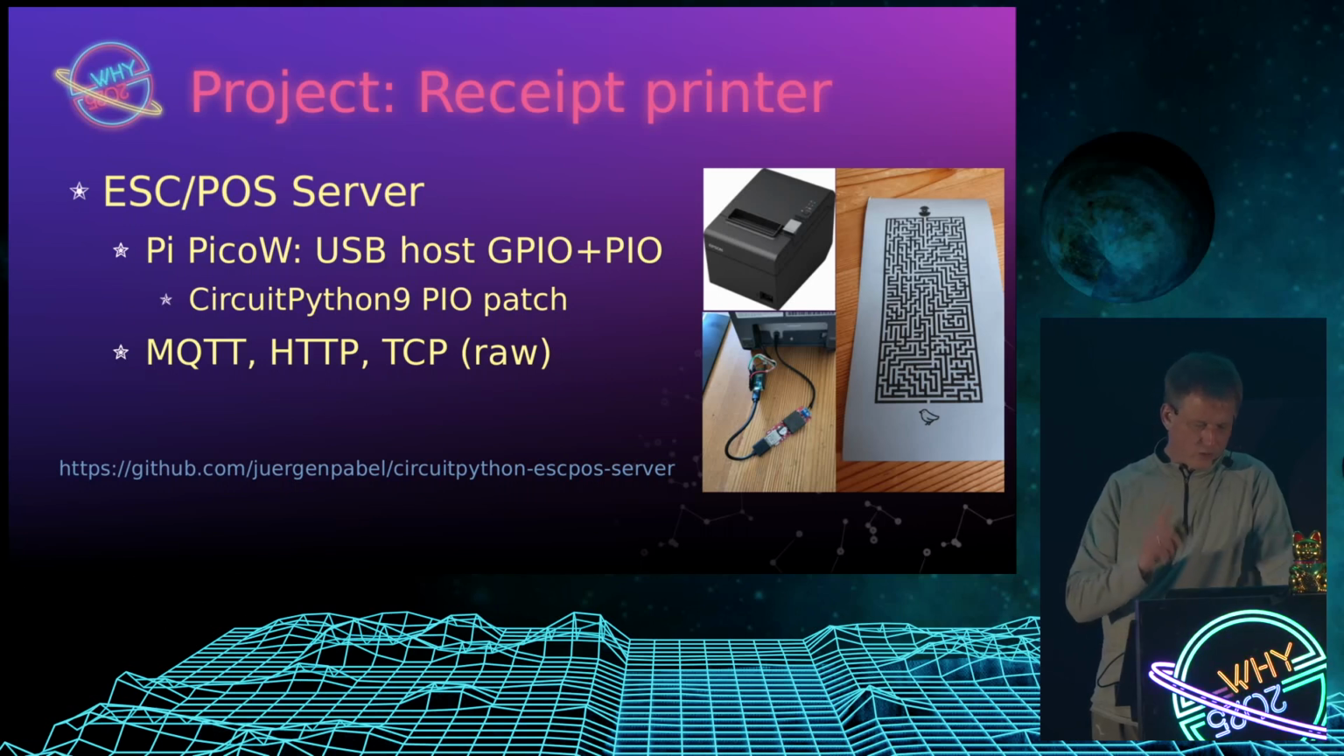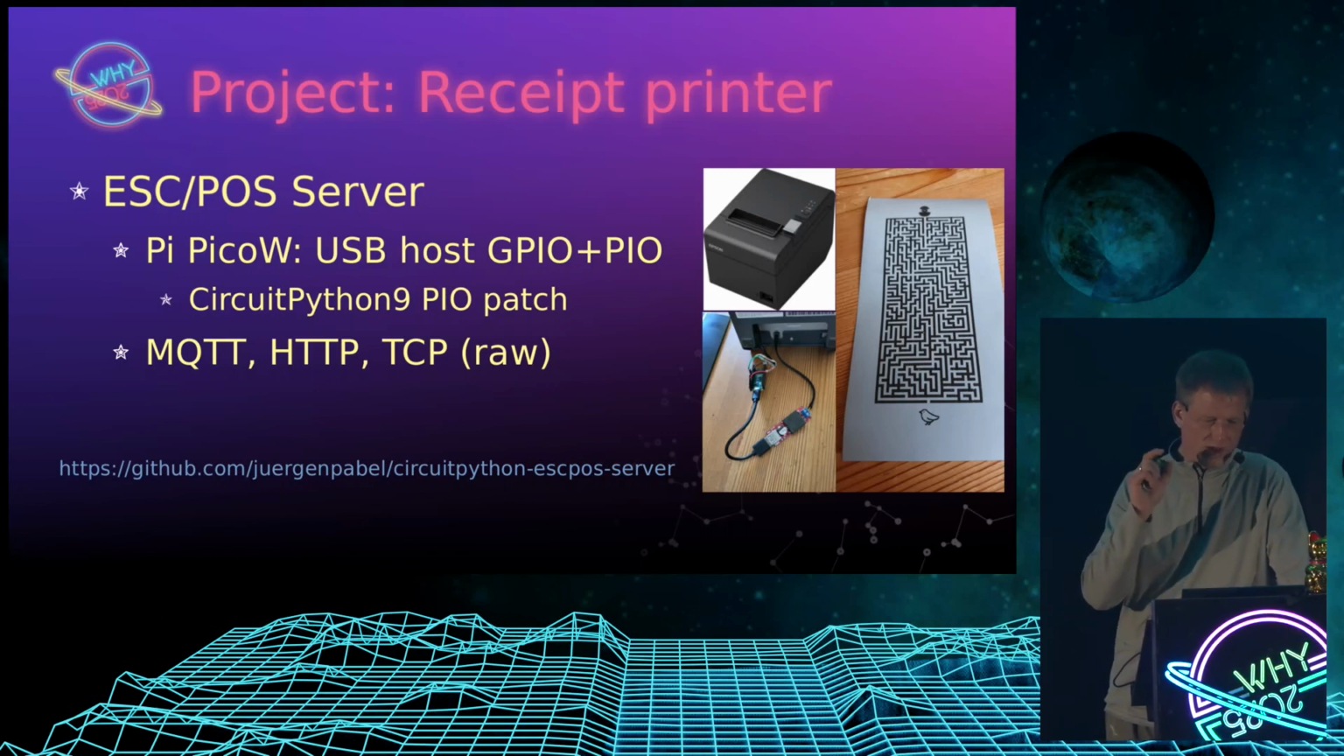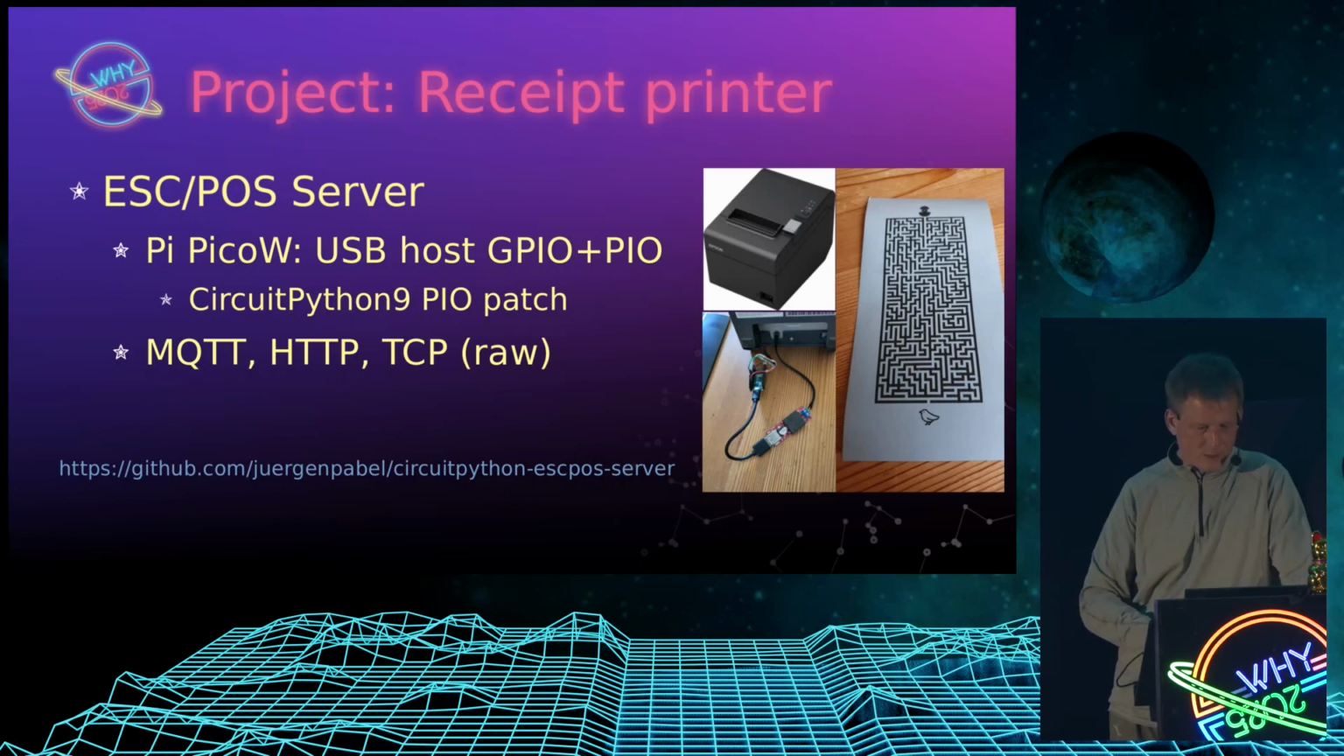What is the CircuitPython app about? It's an ESC/POS server. ESC/POS is the format that drives the receipt printer. You can just send it plain ASCII, it'll print it, but just like in the shell environment where you can do color coding, it has bold and stuff. So that's how these mazes get generated, and essentially it can take ESC/POS from MQTT or over HTTP or using TCP. That's a raw connection then.